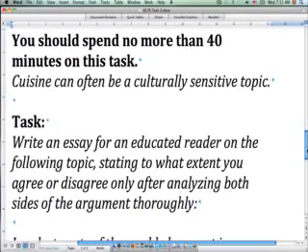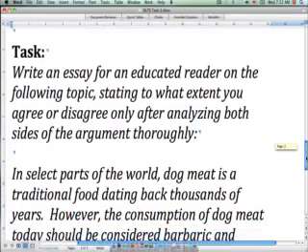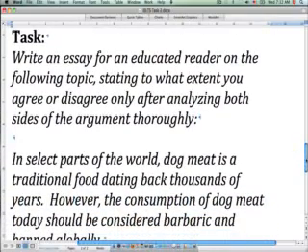I'll forewarn you, today's topic is a little bit bizarre. I'm not quite sure where the student found this question, but we'll give it a try anyways. Now the task: write an essay for an educated reader on the following topic, stating to what extent you agree or disagree only after analyzing both sides of the argument thoroughly.